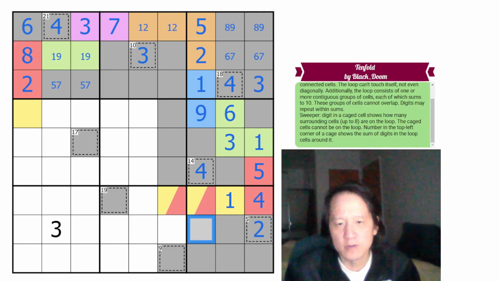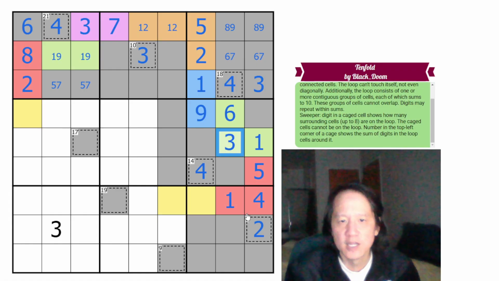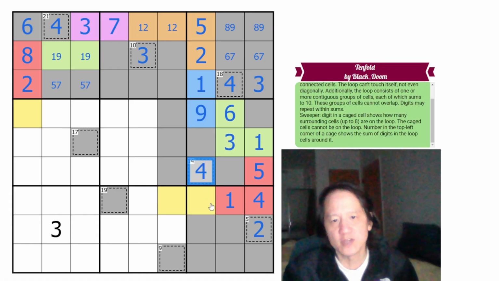Cannot be part of yellow. Cannot be part of yellow. Therefore, these two must be yellow to continue. And they both have to add up to 10, since we have 1 and 3 adding up to 4. And these 4 digits must add up to 14 because of the cage clue.